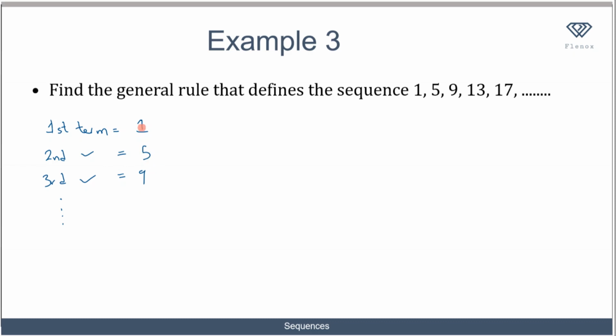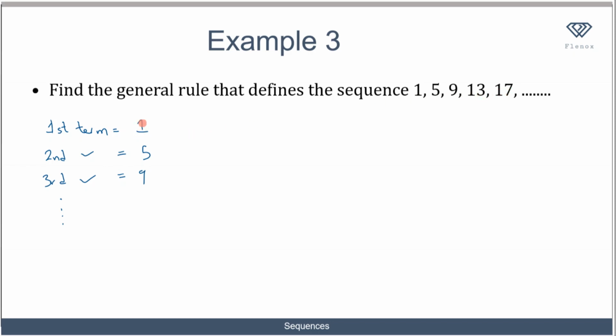If we look at it and observe carefully, we can see that there is a difference of 4 between each term, meaning that each term is made up of what? The previous number plus 4. So here 1 plus 4 gives me 5, 5 plus 4 gives me 9, 9 plus 4 gives me 13, 13 plus 4 gives me 17.